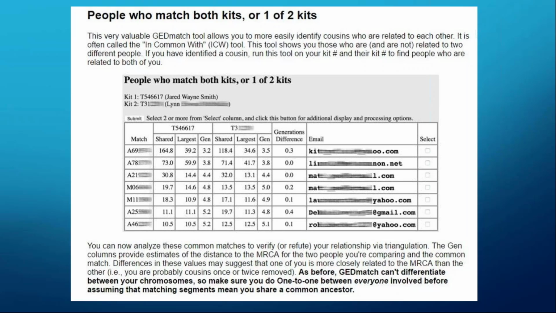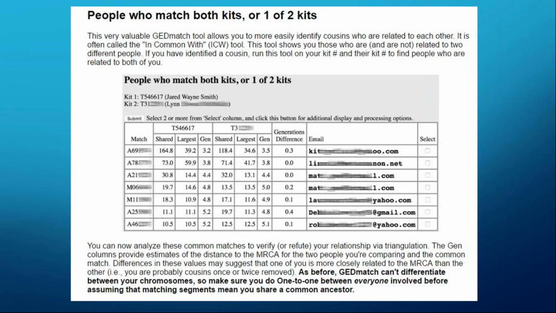Let's interpret what we have here. We have a kit number for Jared and we have one for Lynn. And in comparing the 2 of them, this is the information you can have. The 2 of them together match the other people that are listed on the left with their kit numbers grayed out. Looking at the generations, we can see that Jared is presumably 3.2 generations away from the most recent common ancestor for the 2 of them, where Lynn is about 3.5 generations away. They're very close to being near the same generation because there's only a 0.3 generation difference between these two people. But what's really interesting is that they share a match with all of the other people that are listed on the left-hand side. They're in common with.